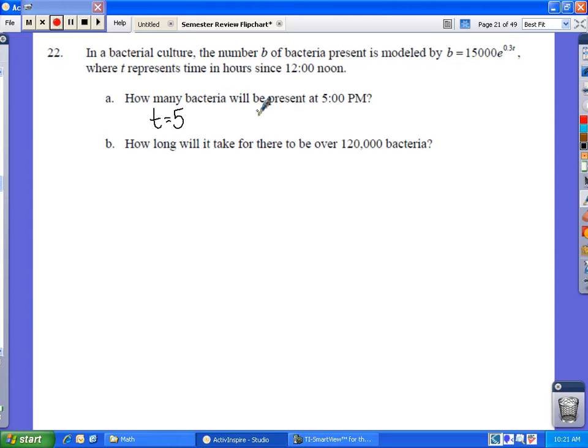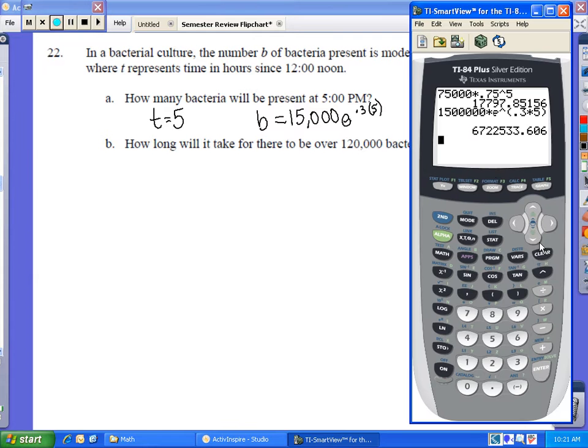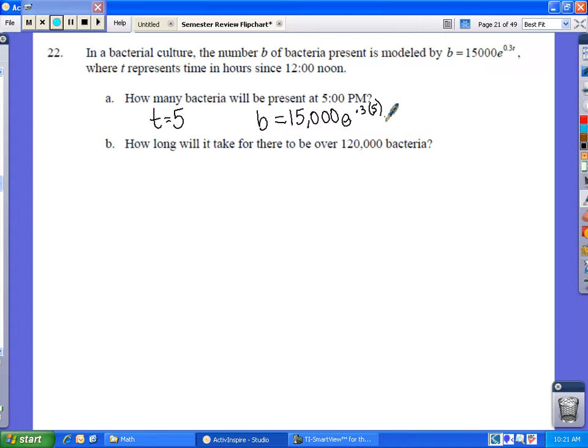So I'm going to plug that right into my equation. The number of bacteria is equal to 15,000 e to the 0.3 times 5, because that's how many hours have elapsed. So now I'm going to go to my calculator. I'm going to put in 15,000 times e to the 0.3 times 5. Hit enter, and you get that there are about 67,225.